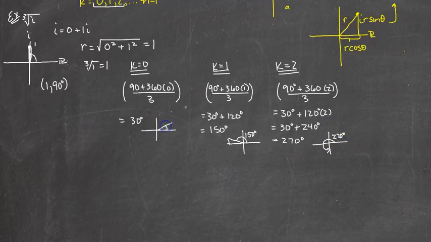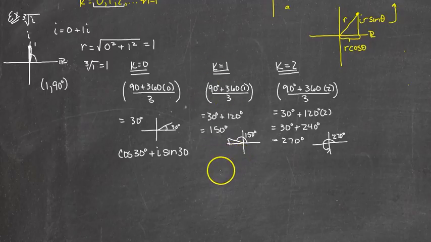I guess I should label all of these. And so all I need now is to use my roots formula to find the actual roots. So out front I have r cubed, which we already know equals 1, so I'm not even going to write it down. And then inside I'm looking for the cosine of 30 plus i times the sine of 30.